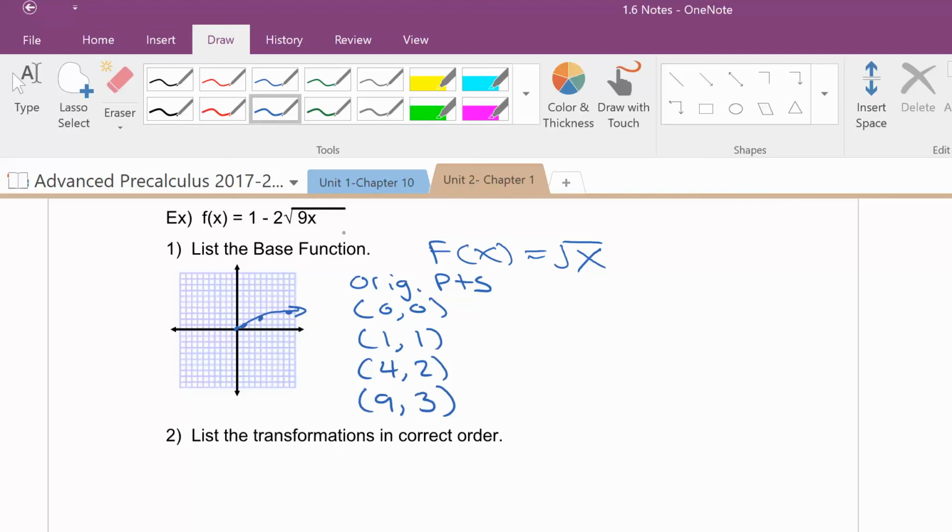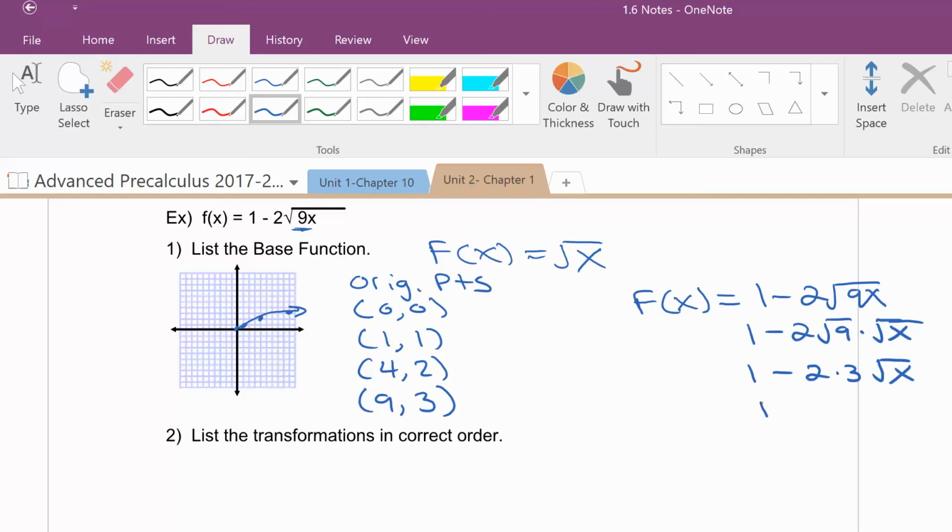Now, if there is a horizontal stretch or shrink, which there is because it's inside, you're going to factor it out. So you know how you have 1 minus 2 times 9 times the square root of x. Well, remember, the square root property allows you to break it up into the square root of 9 times the square root of x. And what is the square root of 9? It is 3. So this is 1 minus 6 rad x. Or, another way to say it is negative 6 rad x plus 1.